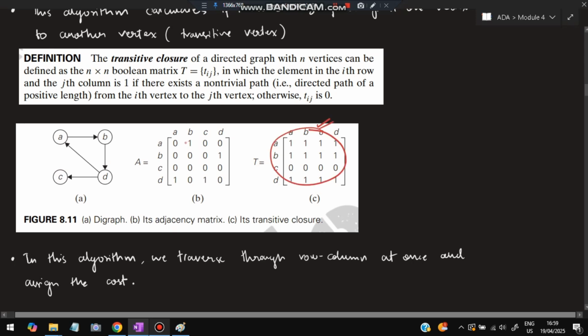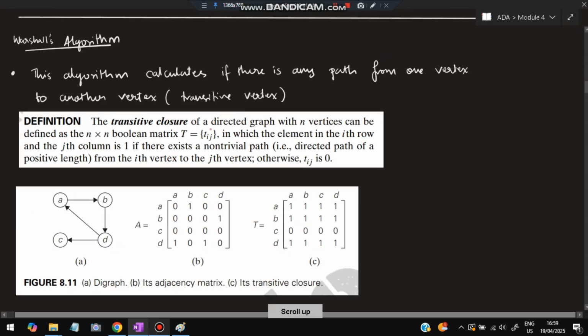But if I observe just the adjacency matrix, is there a direct line from here? No, it's not there. So if we check A to C, there is nothing present. Got the point? I can go from A to C through B and D, and that is also included here. Like that, things you will find, that is called Warshall's algorithm. So the algorithm calculates if there is any path from one vertex to another vertex using transitive vertices.